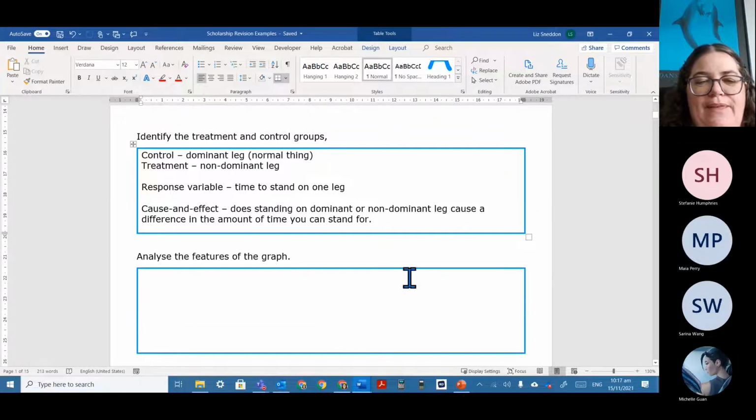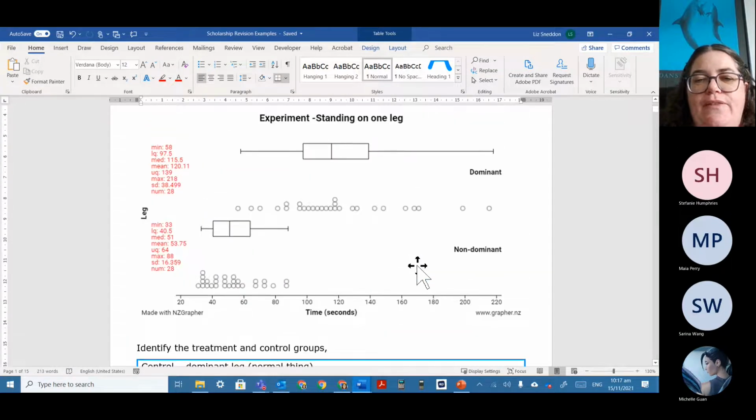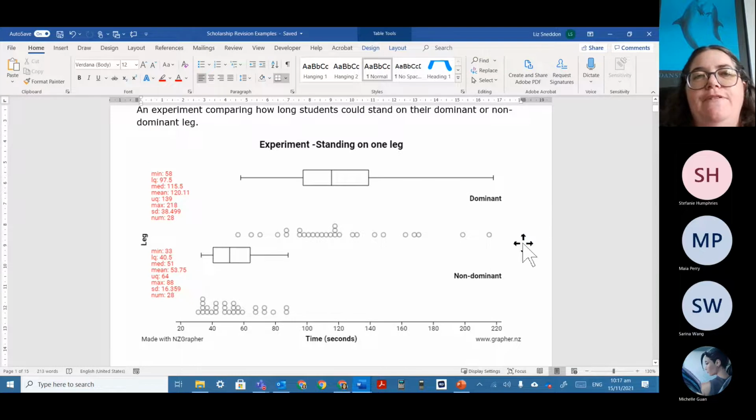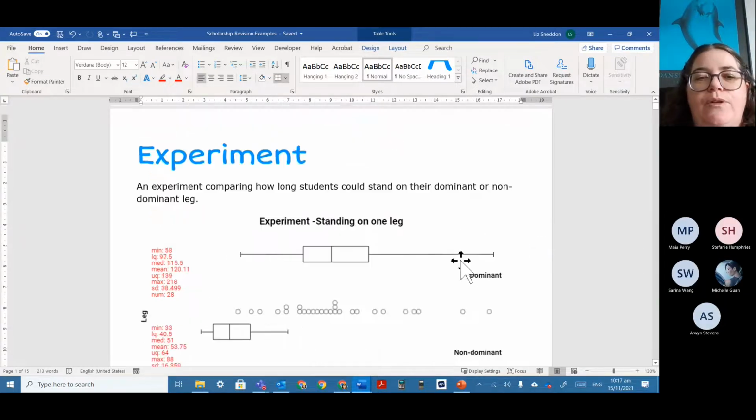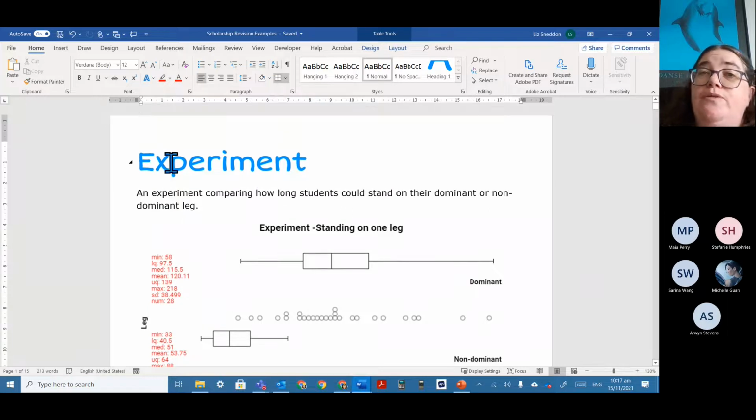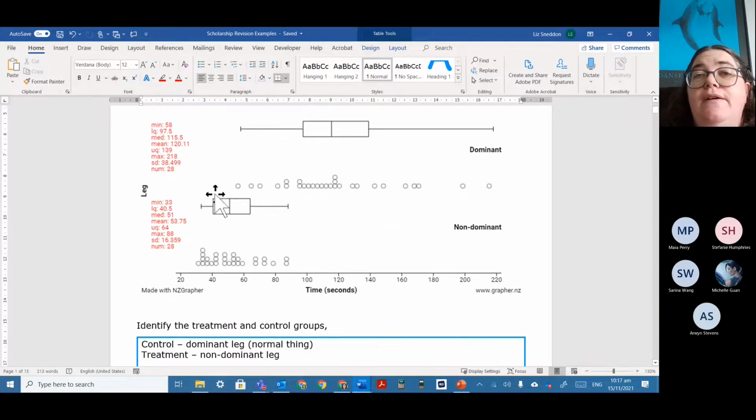So the second part then is looking at the features of the graph. And so when we talk about this kind of graph, it's very, very similar to, or it's exactly the same as the normal dot plot, box and whisker graph that we want to talk about: shape, center, spread. So those features are the same whether we talk about experiments or whether we talk about inferences. The graph is still the same that we refer to. So what can you tell me about the shape of the dominant leg?